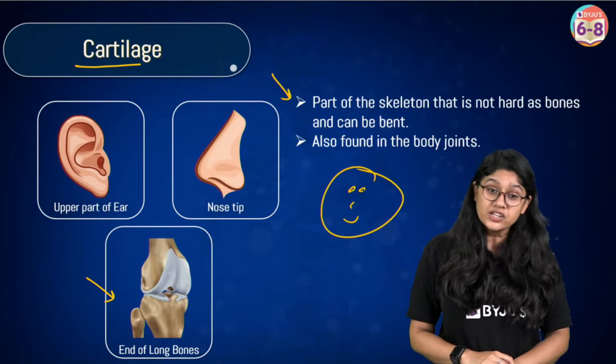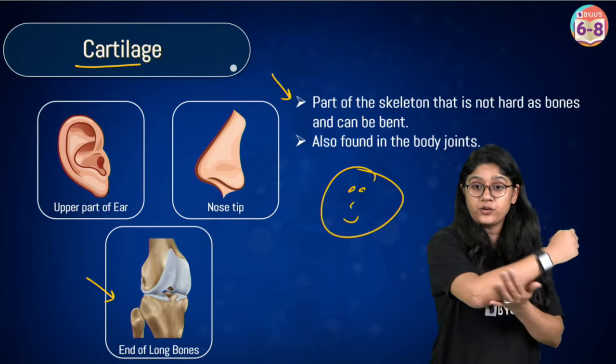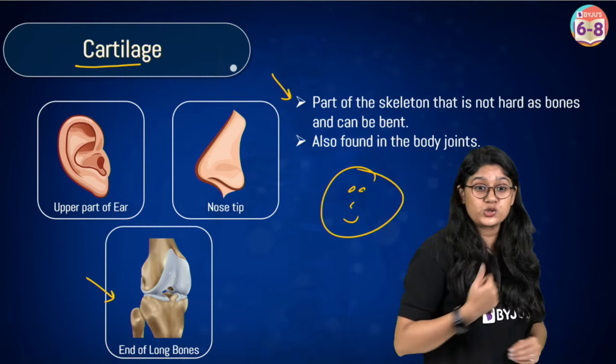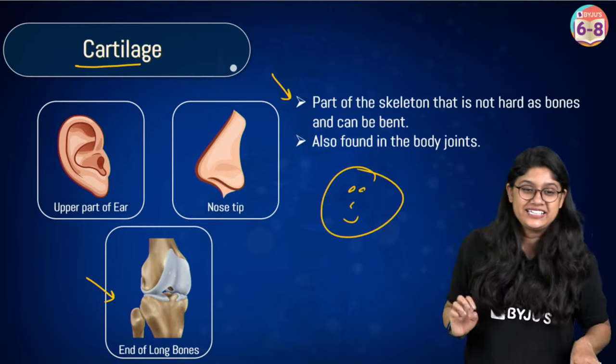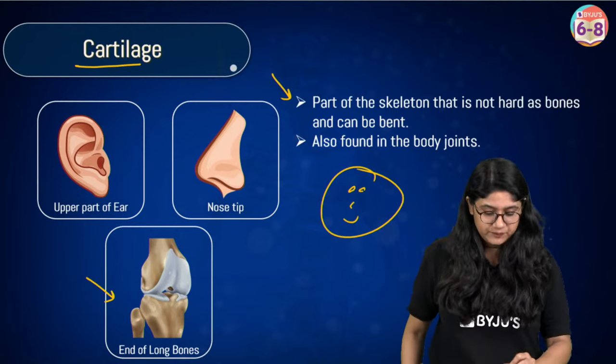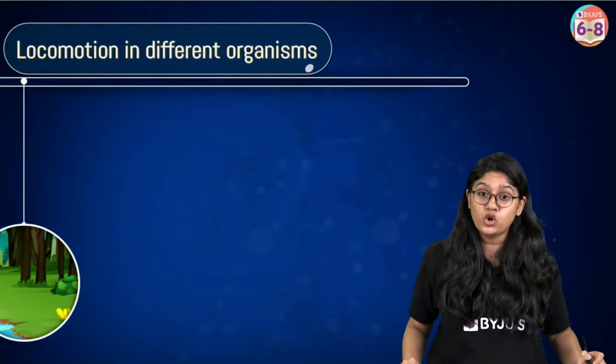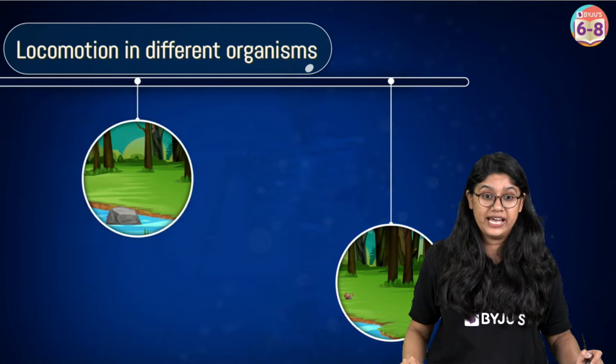Harshit, the hinge joint is present in our elbow and our knees also. Yes, very good. Okay, so let's talk about the locomotion of the different organisms.